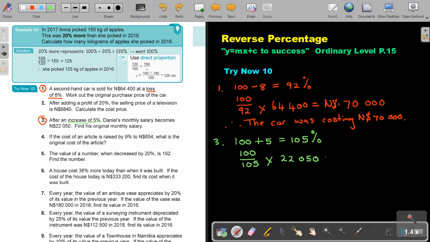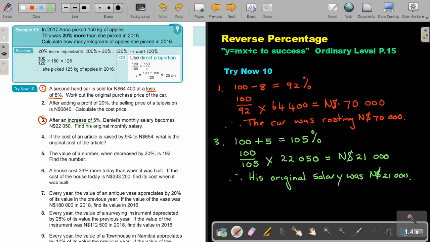Okay, let's just get it. And that is going to give me an amount of 21,000. So therefore, okay, it is always in word sums best to end with a sentence. So find the original monthly salary. His original salary was 21,000.